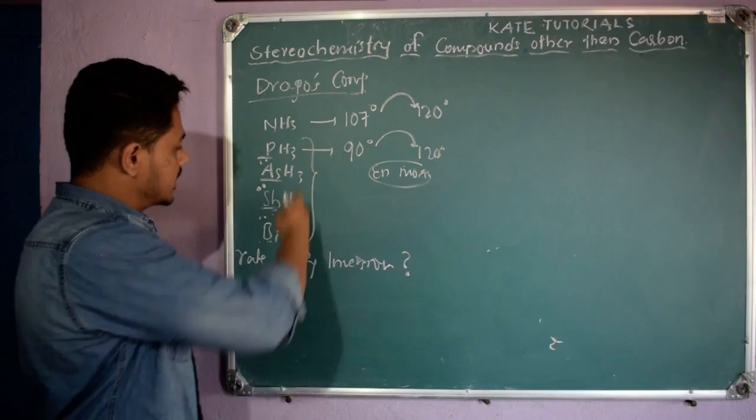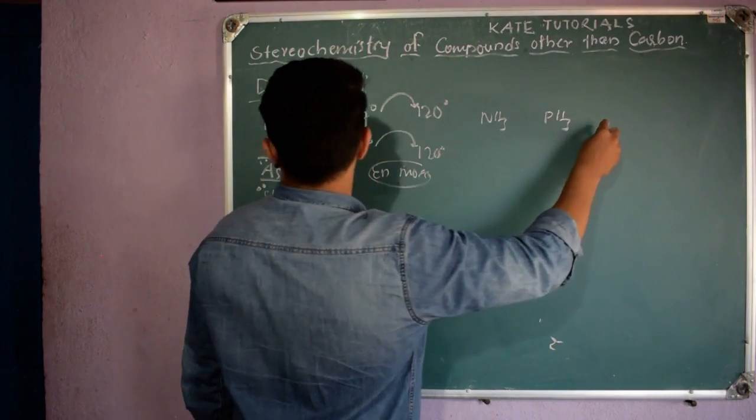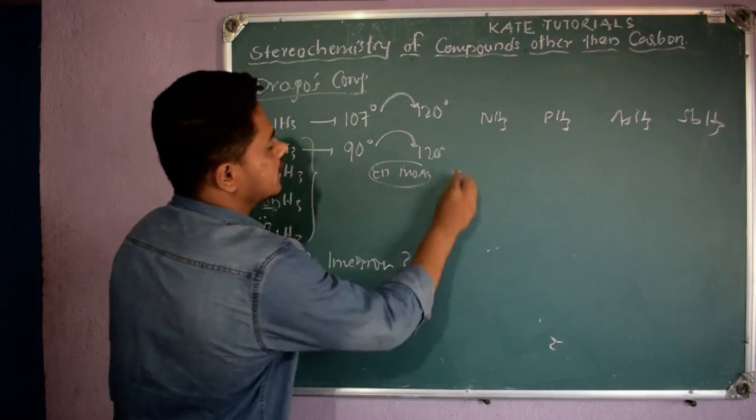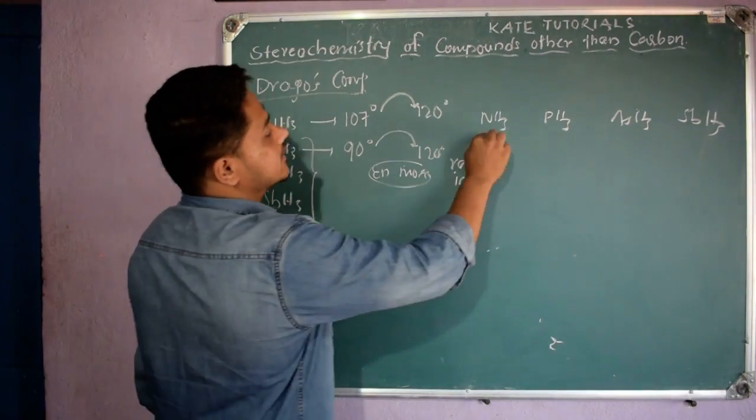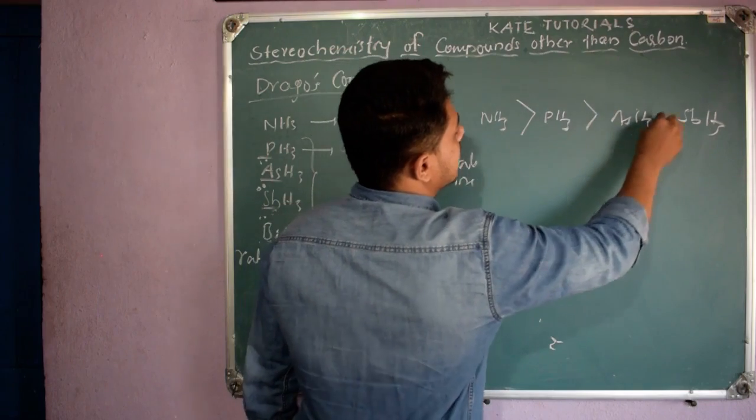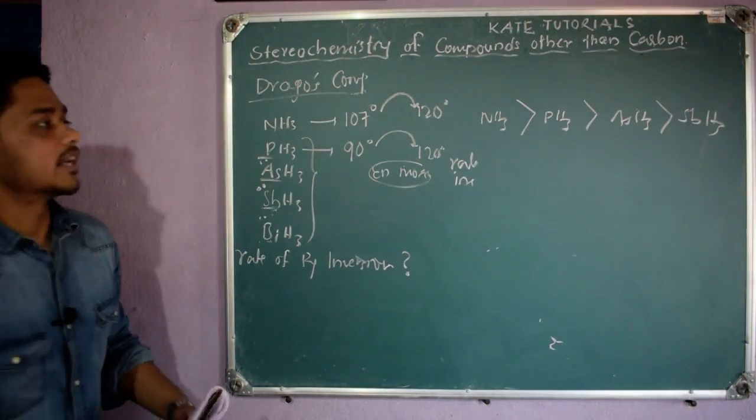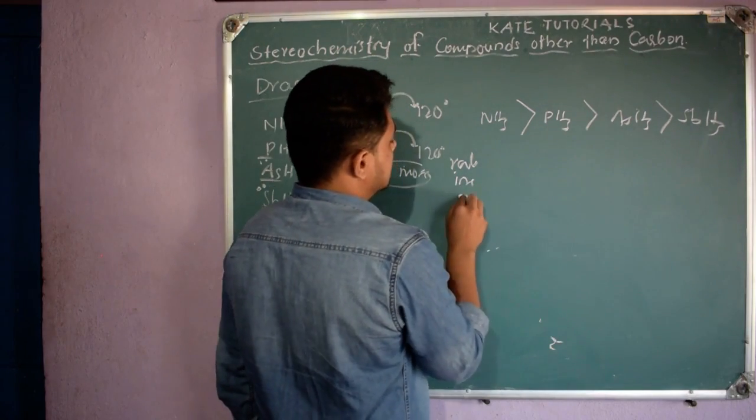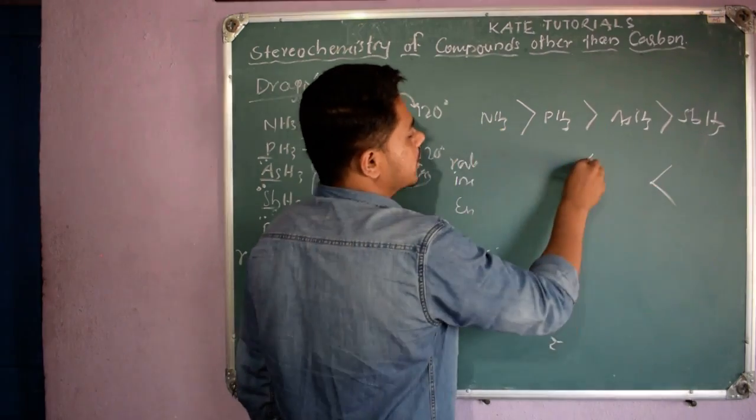If they give you these 3 compounds, NH3, PH3, AsH3 and SbH3, and ask you for the rate of inversion, what should you tell? NH3 will be more easily inverted compared to PH3, then AsH3 and SbH3. The reason I have explained: there is no hybridization here, and these compounds are called Drago's compounds. And one more reason is energy. The inversion energy for SbH3 will be more compared to this and this.